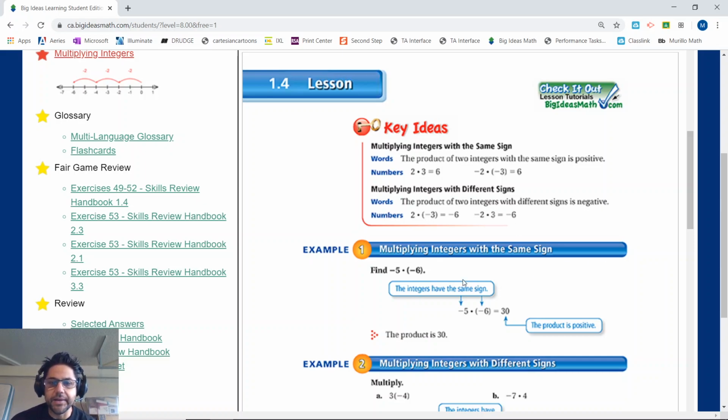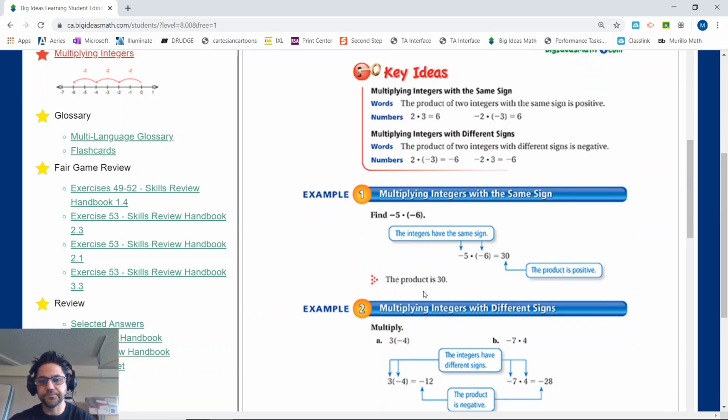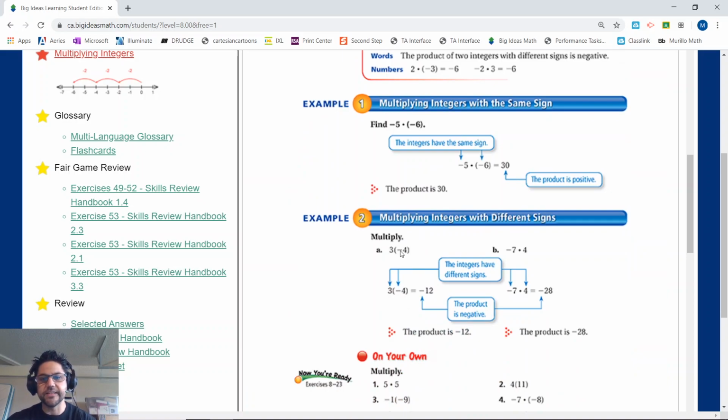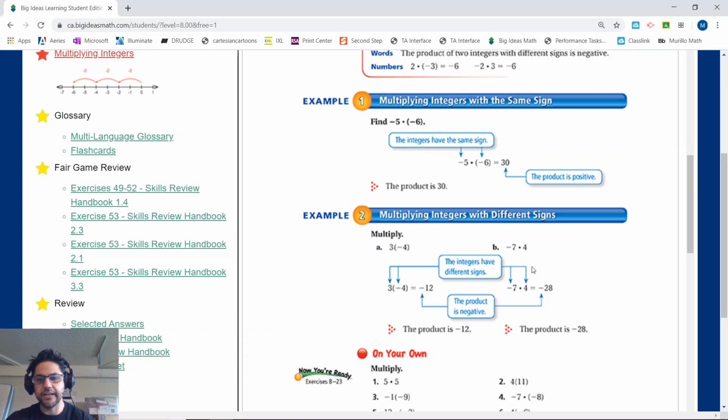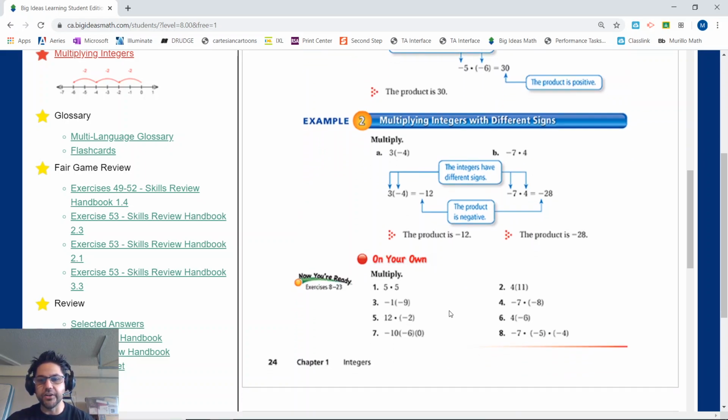So for example, on number 1, it's not the integers, like the actual 5 times 6, that's a challenge. It's when the signs are presented to you. So again, same sign, positive answer. Number 2, different signs, negative answer. Example B, different signs, negative answer. So we've got some here on your own. Same sign, positive, same sign, positive answer.